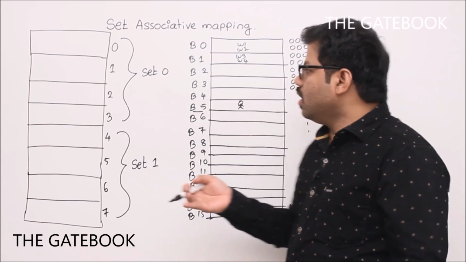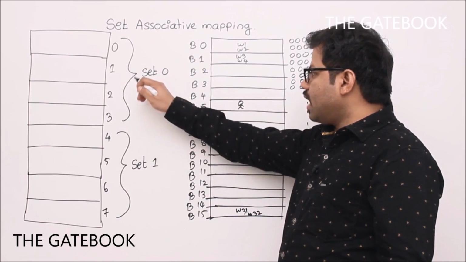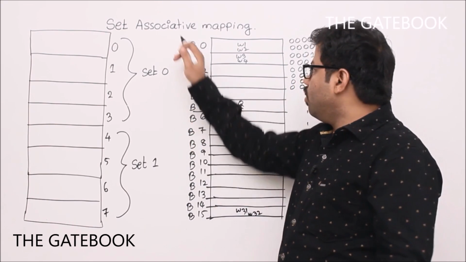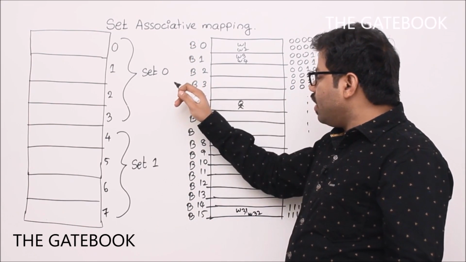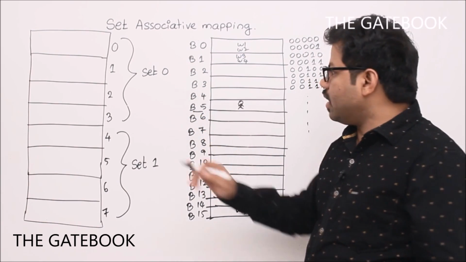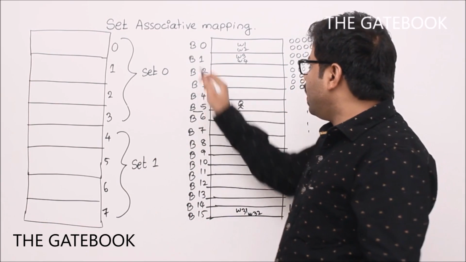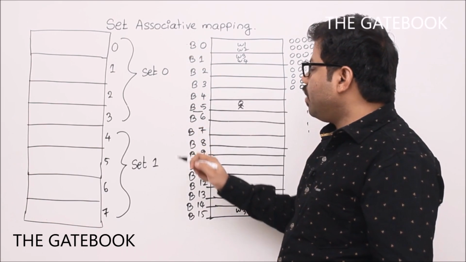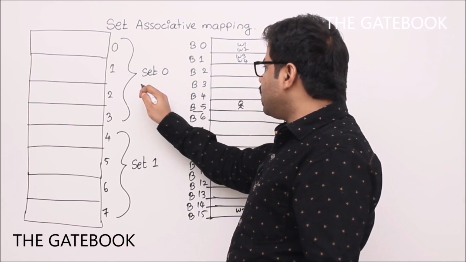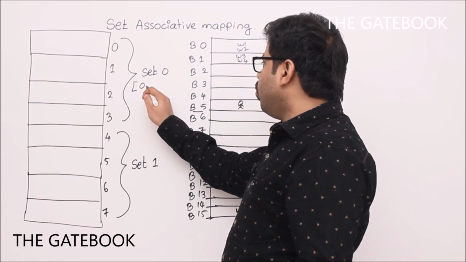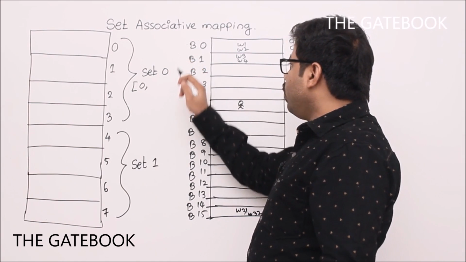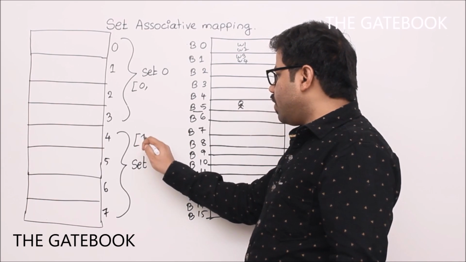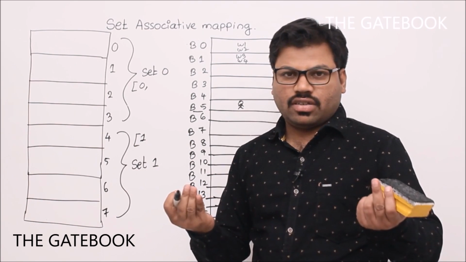How I decide is, I simply divide, because I have two sets, right? I take the block number of main memory and divide that block number by 2, because the number of sets is 2. Example, let's say B0, block number 0. So 0 will go to set 0. That means the candidates for set 0 are block 0, then... When you divide 1 by 2, what is the remainder? Remainder 1, right? That's why it will go to set 1.